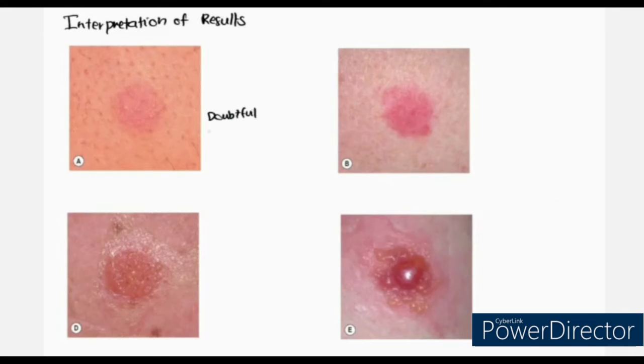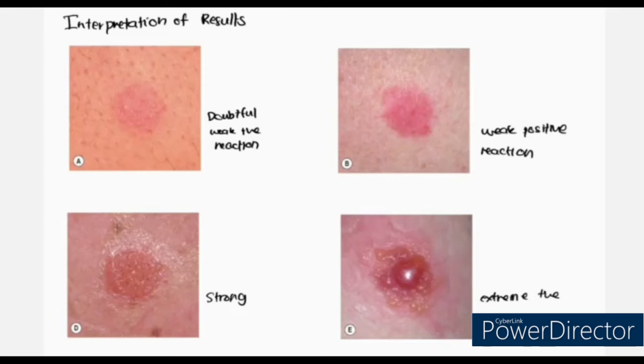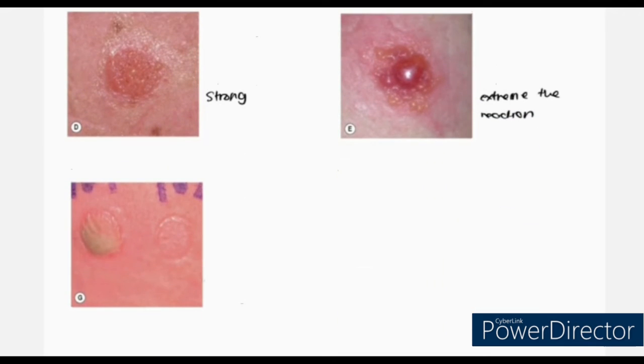Interpretation of the results. Picture A shows a doubtful reaction, faint macular erythema only. Picture B shows a weak positive reaction. Picture D shows a strong positive reaction with vesicular erythema, infiltration, and papules. Picture E shows an extreme positive reaction with bullae. Picture G shows an irritant reaction, which is the presence of pustules.